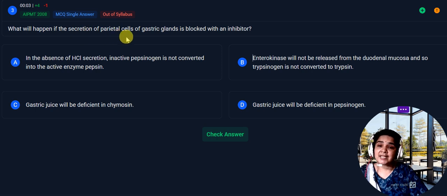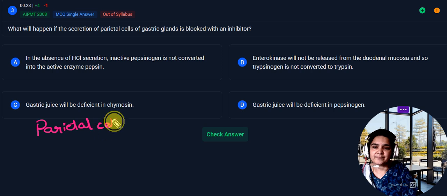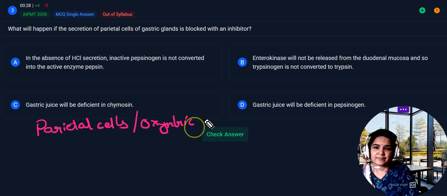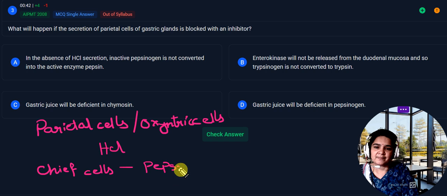What will happen if the secretion of the parietal cells of the gastric glands is blocked with an inhibitor? So if the parietal cells are not functioning properly. Okay. So before answering that, let us recollect these gastric glands secrete three types of cells. What are they? They are the parietal cells, which are also called oxyntic cells, which are necessary for the secretion of HCl. Then chief cells. They are also called peptic cells, which secrete pepsinogen.